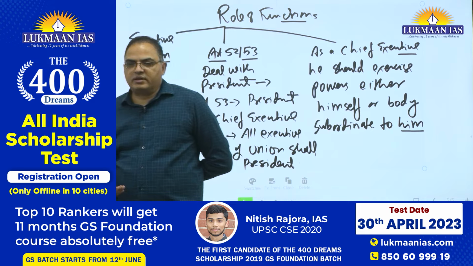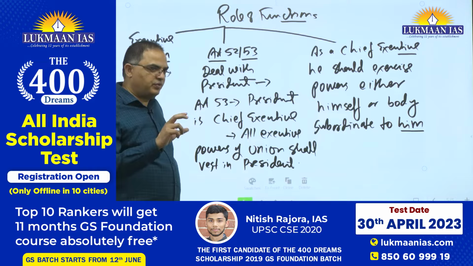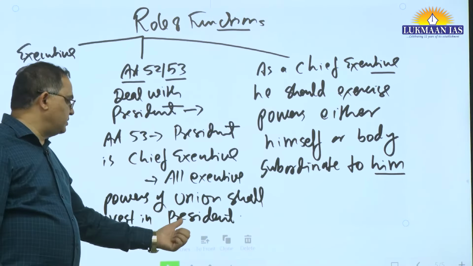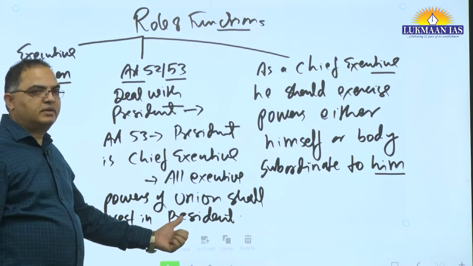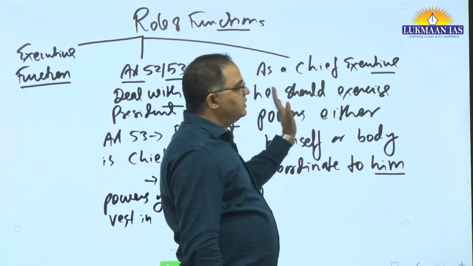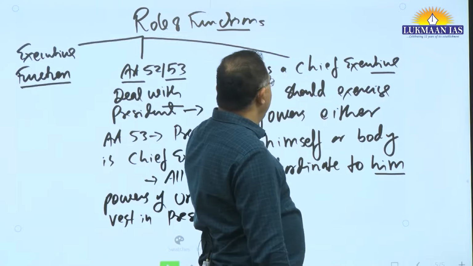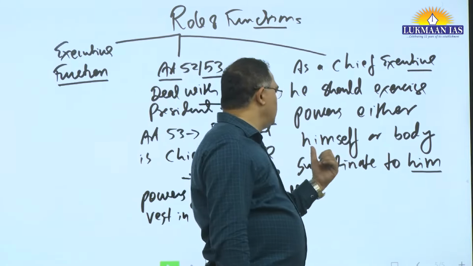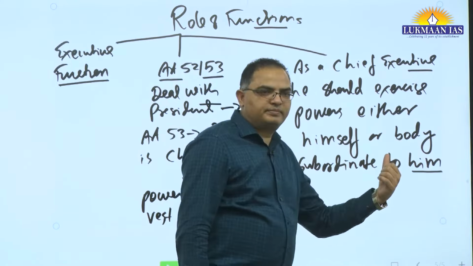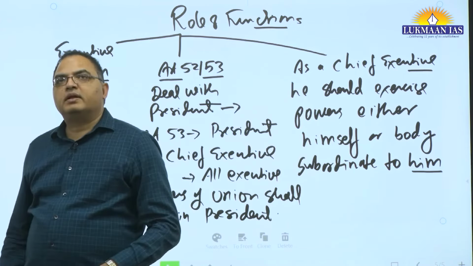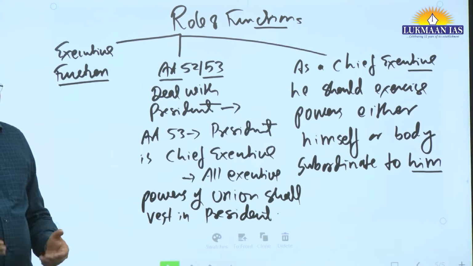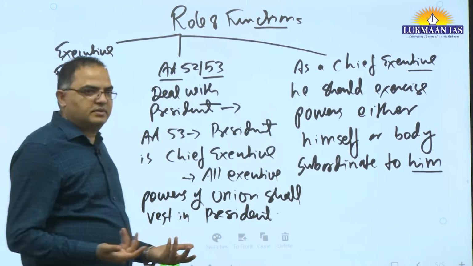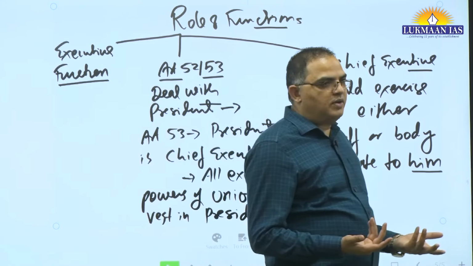This article also says all the executive powers of the Union shall vest in the President. Article 53 goes on to say that, as chief executive, he should exercise powers either himself or through bodies subordinate to him. If you read Article 53, it seems that the President is an all-powerful person.